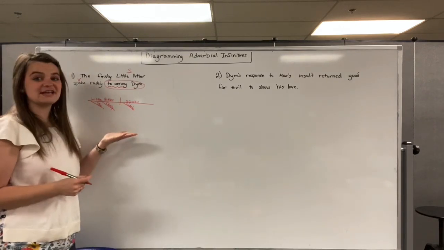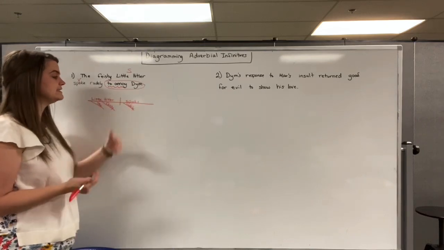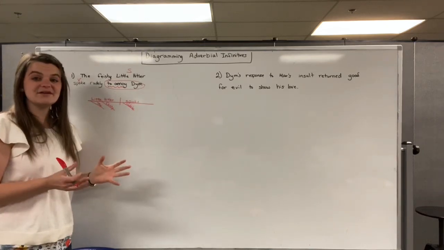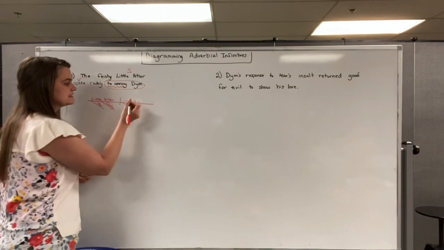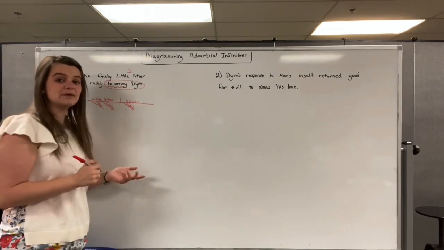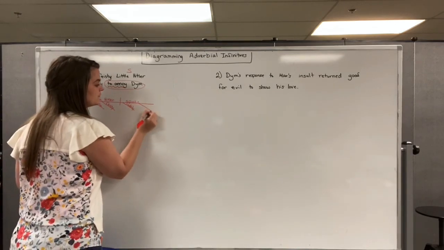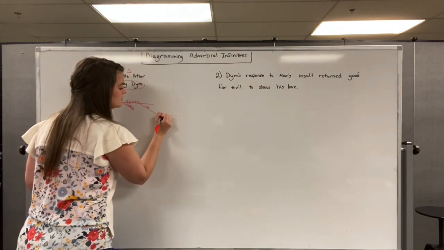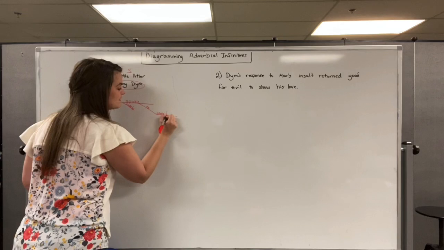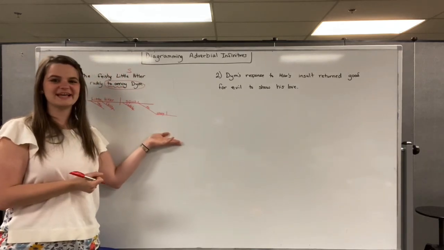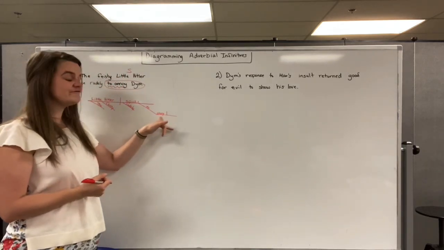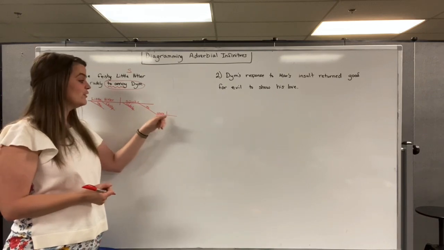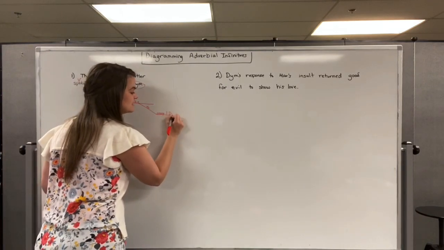Now we just need to attach our infinitive, to annoy Dem. Remember, the infinitive itself is diagrammed just like a prepositional phrase, and it's describing spoke, and so it's going to hang off of spoke. To annoy. Now here's where we get fancy. This is where it stops looking like a prepositional phrase because it's a verb here. To annoy whom? Dem, direct object, goes right here.